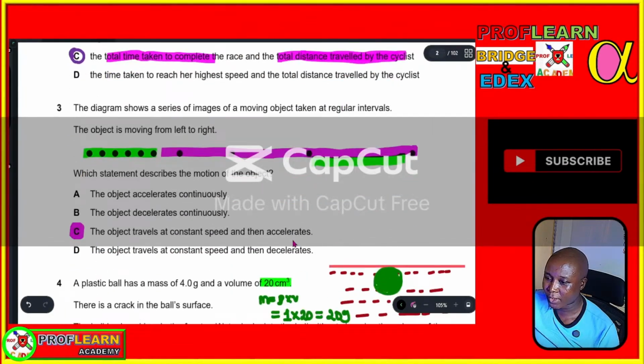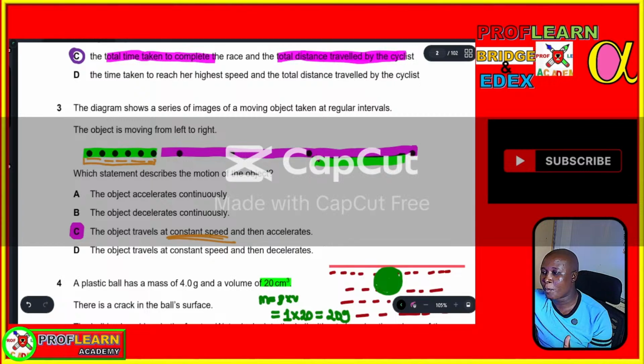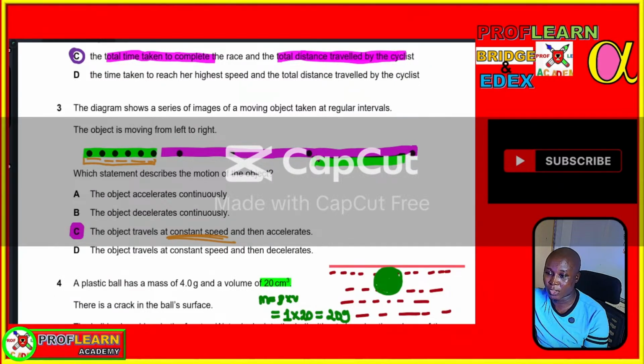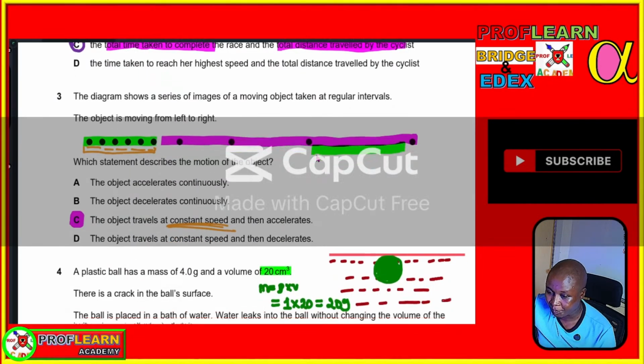The diagram shows a series of images of a moving object taken at regular intervals of time, and you can see here we have equal distances. From here to this, we have equal distance, so it means that the object was moving at a constant speed at that point. And then here the distance is increasing, meaning the object started increasing its speed. That's why you can see the dots quite spaced out. So the object travels at a constant speed and then accelerates.